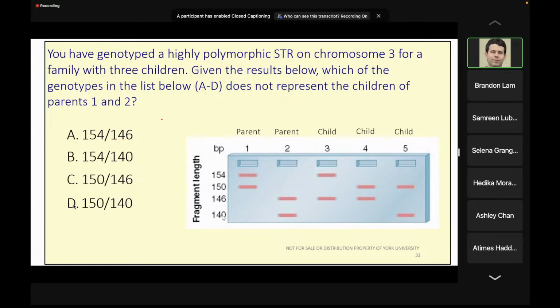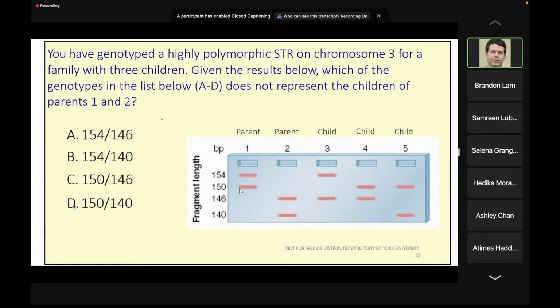So let's go through this very quickly. This is a parent. These are the 2 alleles that could be given. And this is the second parent. These are the 2 alleles that could be given. Now we look at A, 154 and 146. That's essentially child 3, right? They've got 1 allele from here, 1 allele from here. Great. Let's go to C, because that's the most popular answer.